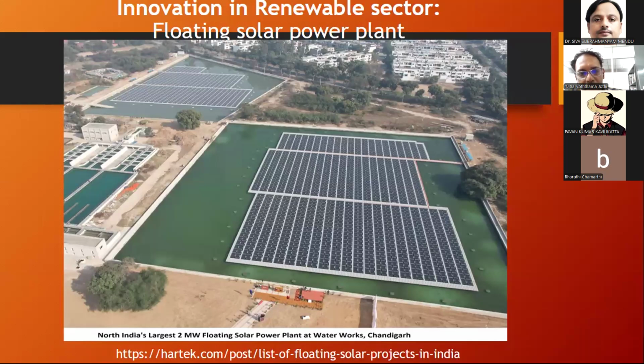This has some direct advantages, like cooling can be avoided and efficiency is higher. Such power plants are installed by our NTPC itself. So this is one new type of innovation that is coming up with renewable energy. These are floating solar power plants.